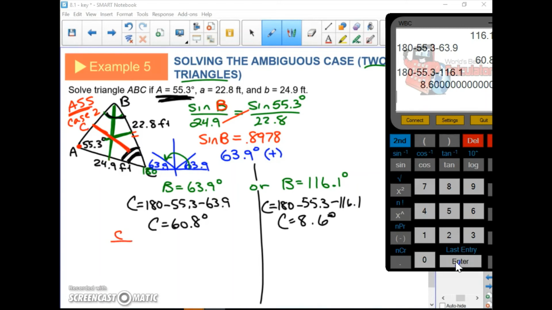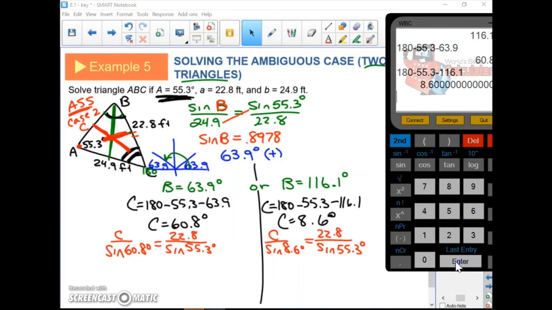So let's form this partnership with side C over here. Okay? Side C, little c, over sine of angle C. So in this case, it's going to be 60.8, but over here it's going to be 8.6, equals, and so we're using law of sines again. You could either use the A values or the B values, it doesn't really matter. I would probably choose the A values just because those were given to me and I know those are right. Okay, so side A was 22.8 over sine 55.3. And so likewise over here, 22.8 over sine 55.3. Notice in my law of sines this time, I put the side on top. Usually whatever I'm solving for, I'm going to put on the top left. So you know, cross multiply or multiply both sides by sine 60.8, whatever you want to call it.